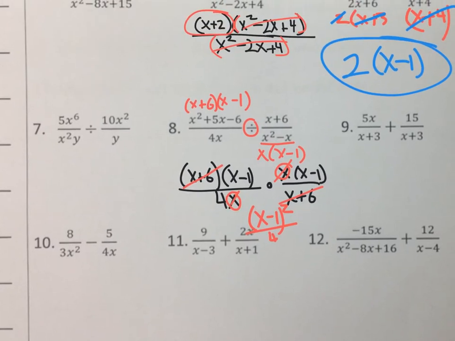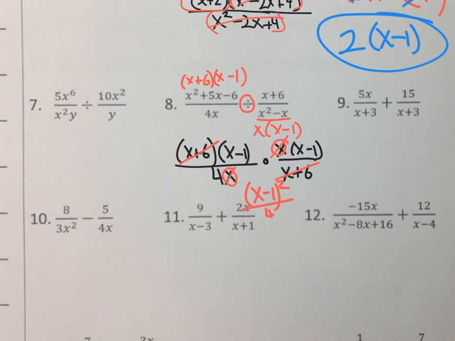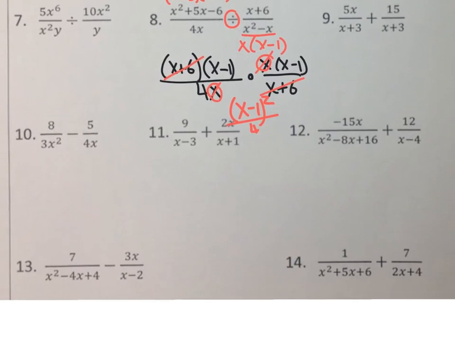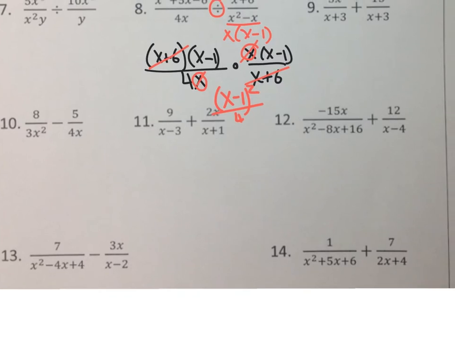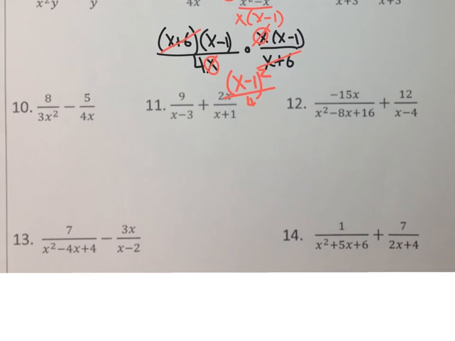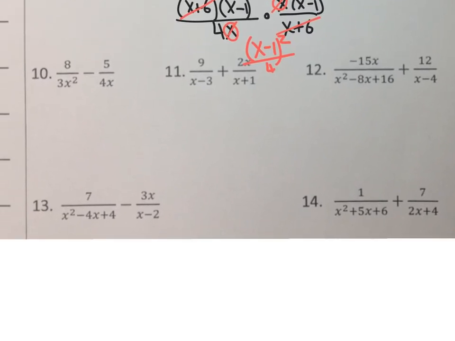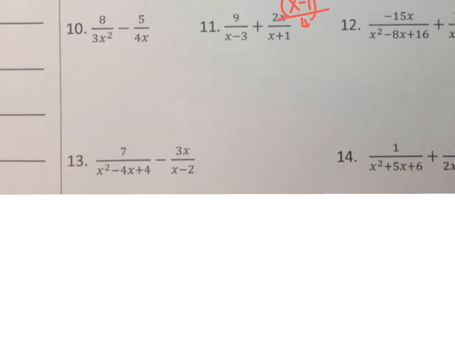So let me see, we've simplified, we've multiplied, we've divided. Let's also add and subtract. And of course, when you add and subtract, you need a common denominator to do that. So let me just jump to number 13. I don't know. Again, I'm just picking these at random.